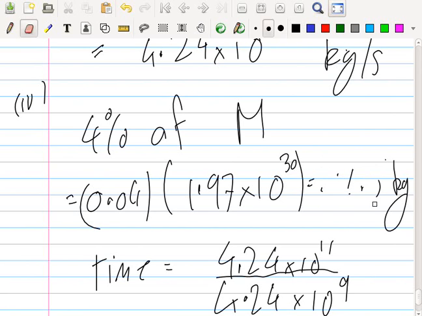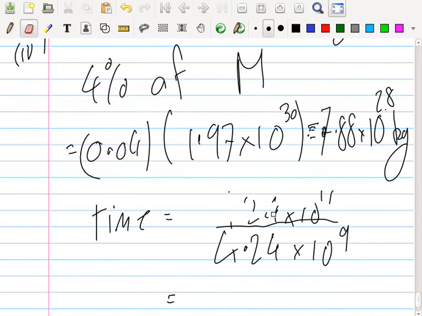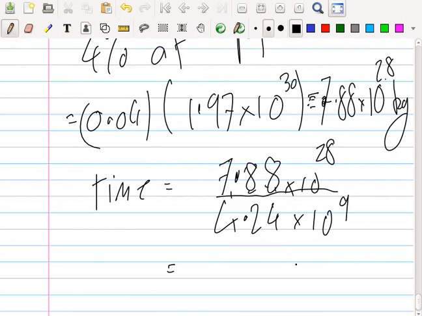Sorry. What is it? 7.88. I'm sorry. I misread the answer. No, I was worried because this seemed like a very small number. I'm like, oh man, we're screwed. The sun's going to burn out soon. What is it? 7.88 times 10 to the 28. Oh, that's better. So here, 7.88 times 10 to the 28. 1.86. Yep. Times 10 to the 19. That's better, isn't it?